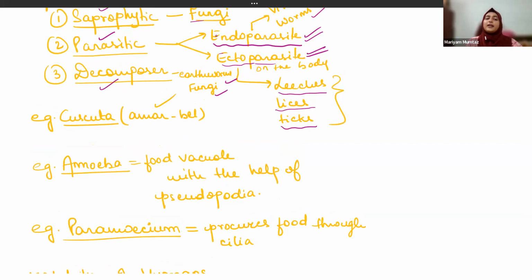Now see, there is a plant which is known as cuscuta. The common name is amarbel, and it is a parasitic plant. So even some plants are also parasitic. Okay.